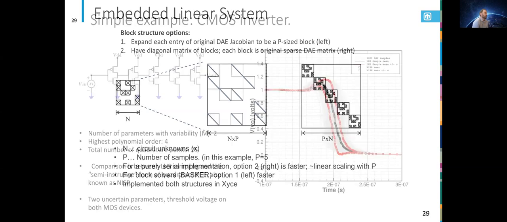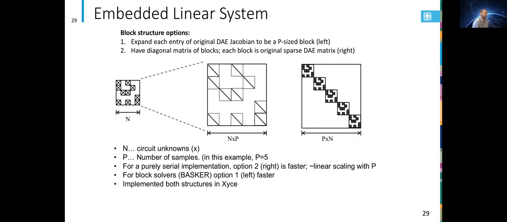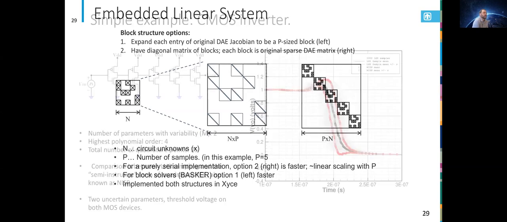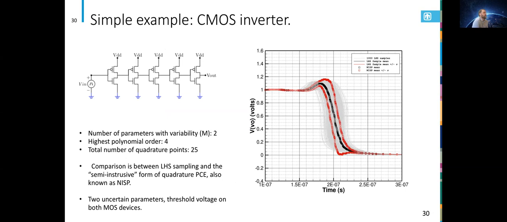I'm mostly just going to be showing examples with toy problems, but the toy problems are still illustrative. So this is a really simple CMOS inverter, 5 stages. In this case, there are 2 variable input parameters. I think they're both threshold voltages. It says 2 threshold voltages. So there's one NMOS model and one PMOS model, and each of them has a random distribution on the threshold voltage.